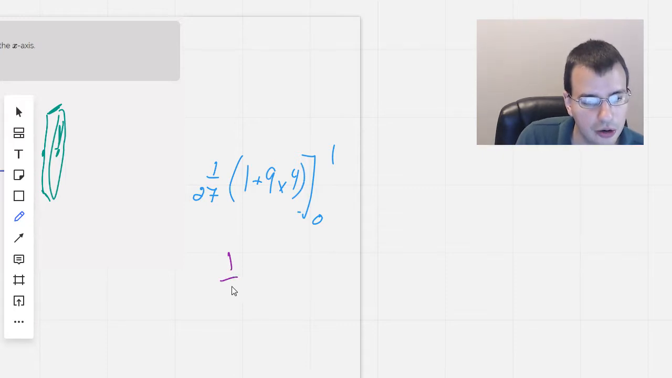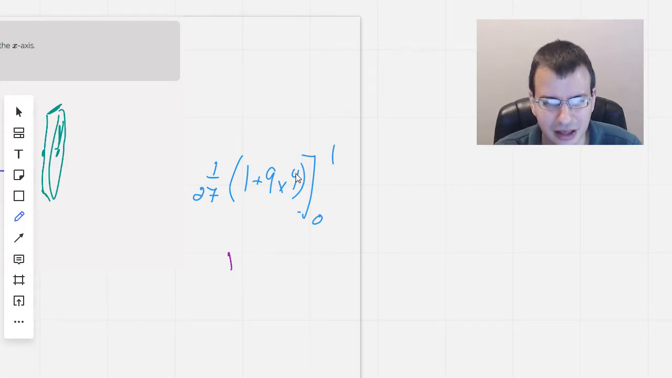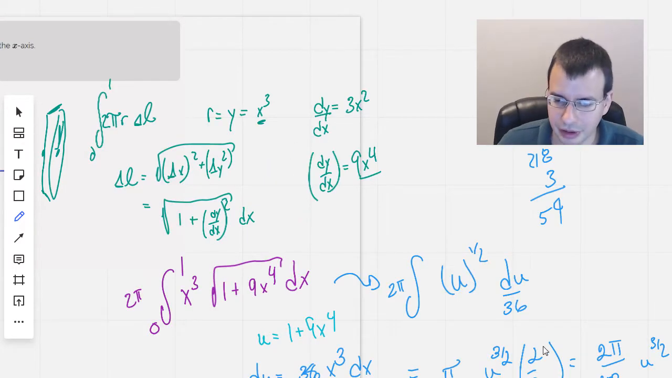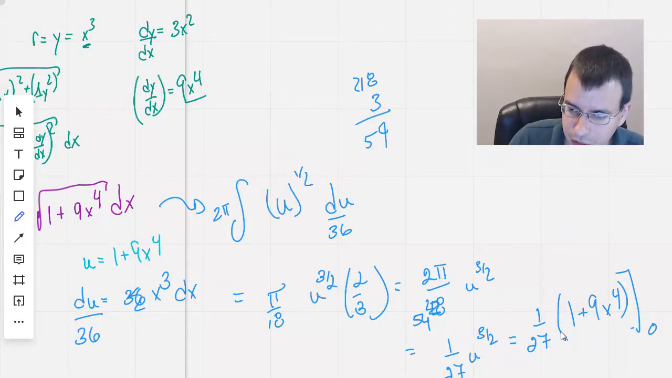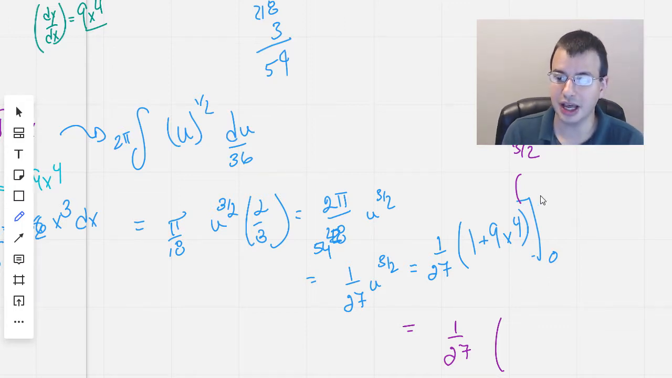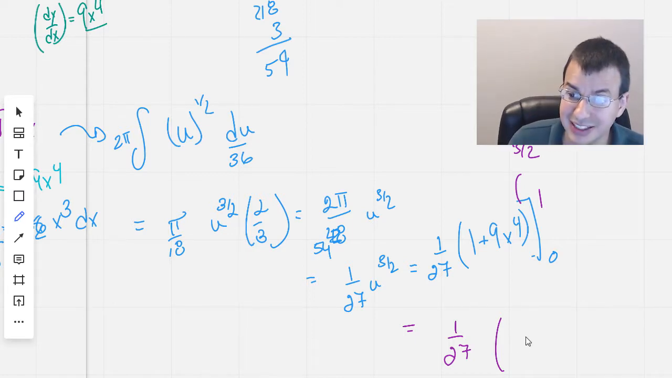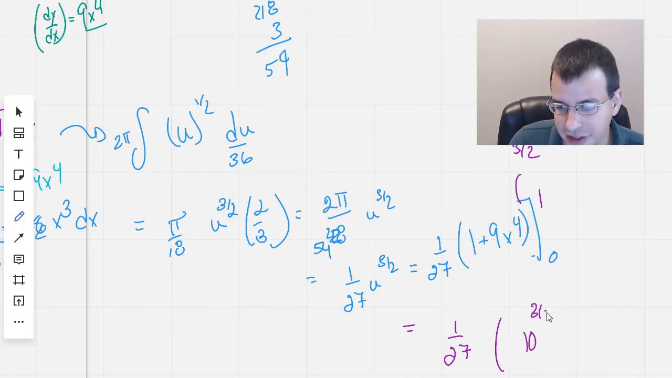We get 1 over 27 times 10. Ooh, isn't there a 3/2 in there? Did I just forget some sort of 3/2? I think I forgot 3/2. Oh, there we go. Yes, supposed to be a 3/2 right there. Okay, I don't think I'll erase it this time, just because my confidence has been shaken. So 1 plus 9x to the 4th, where x is 1, then we will have 10. Yep, 9 plus 1 is 10 to the 3/2.